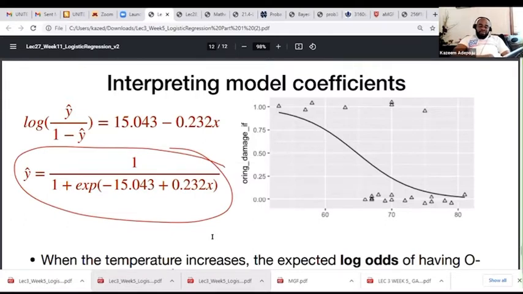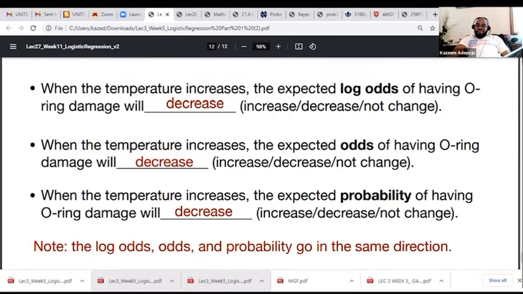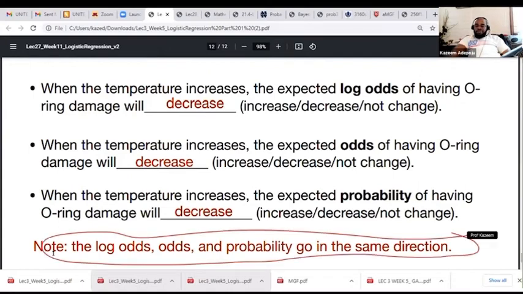So if you take a look at that, I'm still going to say when the temperature increases, the expected probability of having an O-ring damage will decrease. And that was why I said, look at that. I said log odds, odds, probability all go in the same direction. Decrease, decrease, decrease. If they're going to increase, they're going to increase, increase, increase. Please take notes. They're always going to be in the same direction.